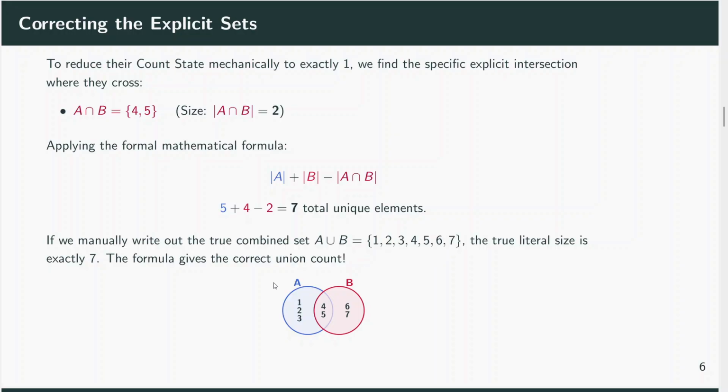A union B contains 1, 2, 3. Those come from A only. Then 4 and 5. Those are in both, but we only write them once. Then 6 and 7. Those come from B only. So the true combined set is 1, 2, 3, 4, 5, 6, 7. Count them one by one. 1, 2, 3, 4, 5, 6, 7. That is 7 elements. Exactly what our formula gave us.